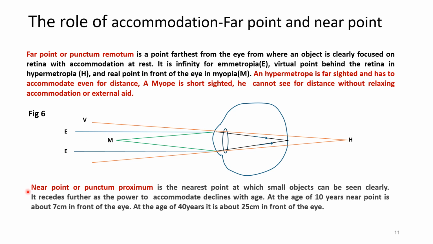Now, when the person accommodates, then he can see near objects clearly. And near point or punctum proximum is the nearest point at which small objects can be seen clearly. It recedes further as the power to accommodate declines with age. At the age of 10 years, near point is about 7 centimeters, and at the age of 40 years, it is about 25 centimeters from the eye.